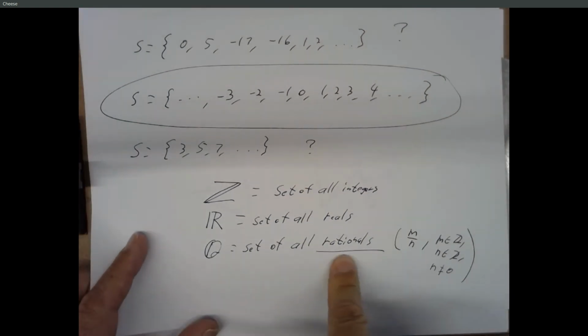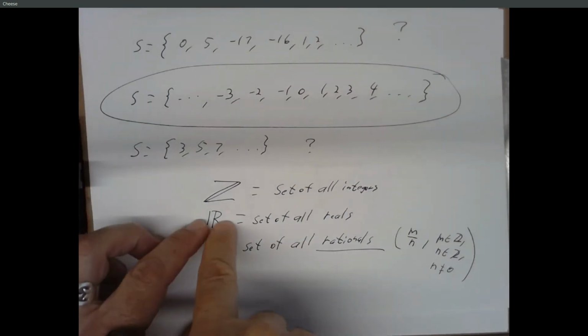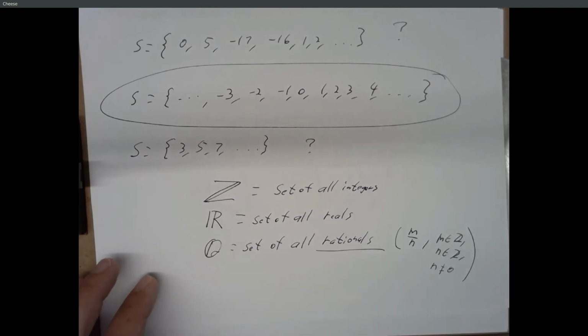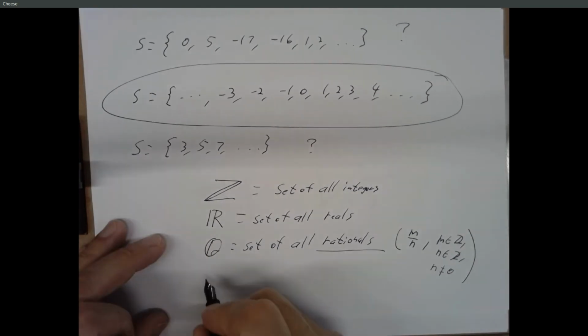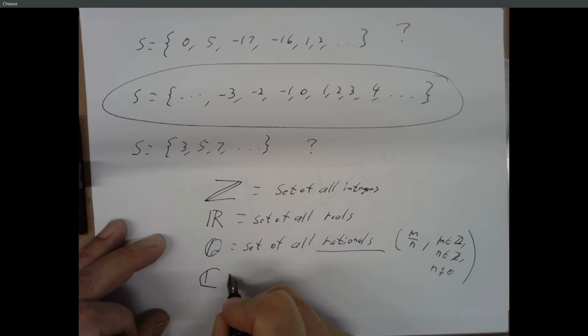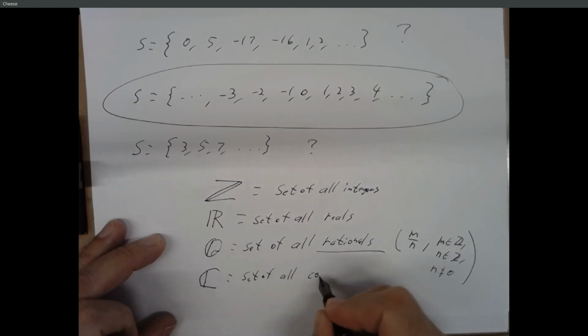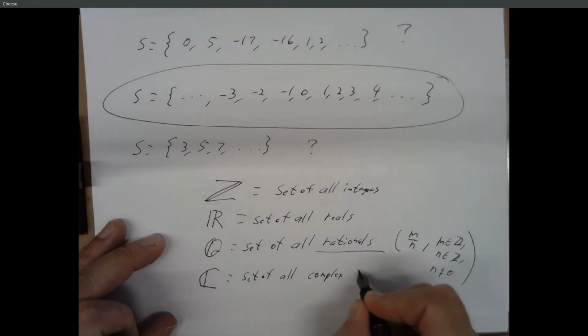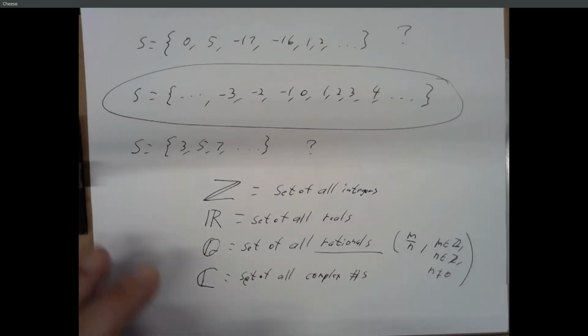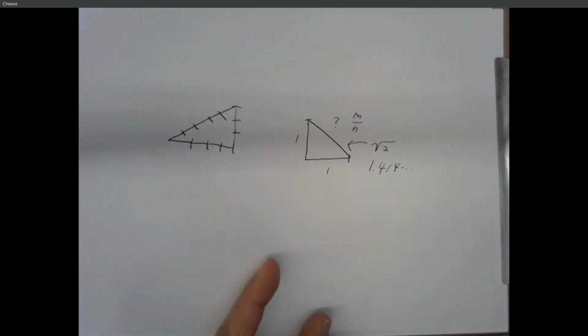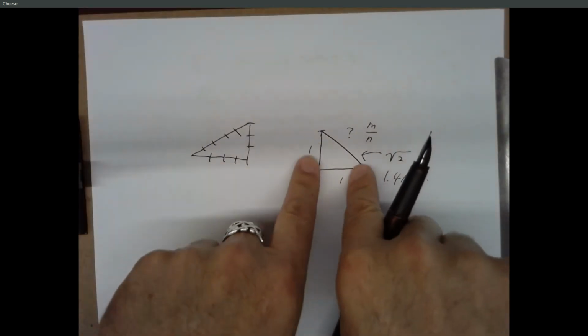So there's fractions and there's all reals, and this is a strictly bigger set than this. There's another set, and we won't deal with this. This is the set of all complex numbers. Well, what's a complex number? Same thing that happened to Pythagoras and his followers when they were trying to do this.